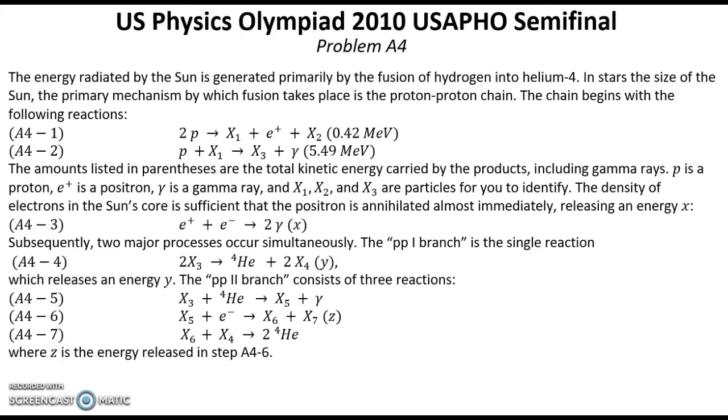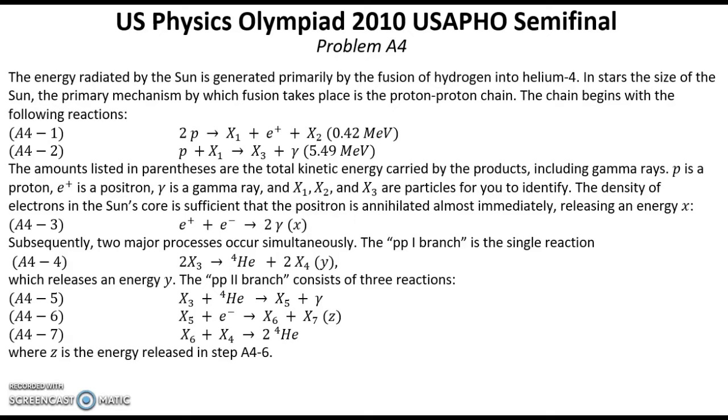The amounts listed in parentheses are the total kinetic energy carried by products including gamma rays. p is a proton, e+ is a positron, gamma is a gamma ray, and X1, X2, and X3 are particles for you to identify. The density of electrons in the Sun's core is sufficient that the positron is annihilated almost immediately, releasing the energy X. During this annihilation reaction, electron plus positron go into two gamma rays.